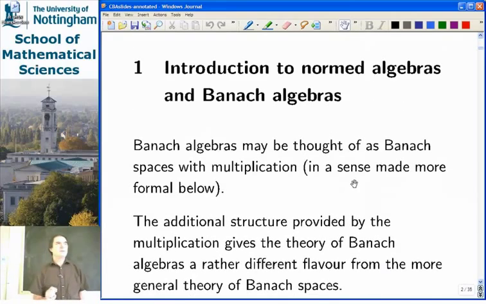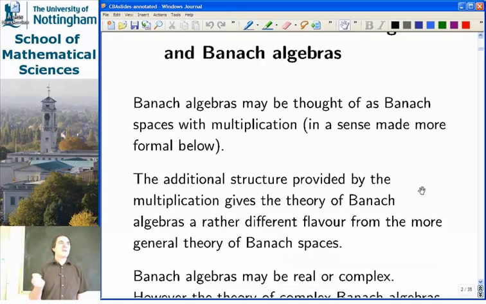So the idea is to add to our discussion of Banach spaces the notion of multiplication and where that fits in. Not just any multiplication, you need some sort of continuity of the multiplication operation. So we're going to have a particularly strong condition on the norm in order to make it compatible properly with the multiplication we're dealing with. And that multiplication brings in some extra structure, which means that you get a rather different theory from the theory of Banach spaces on their own.